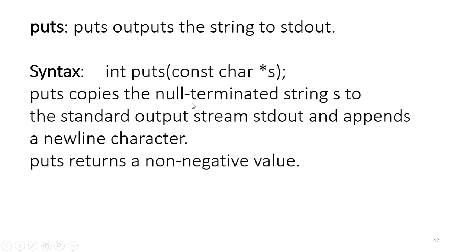So puts copies the null terminated string s to the standard output stream stdout and appends a new line character. puts returns a non-negative integer value. So whatever characters are contained in s, those characters are displayed onto the output screen, that is nothing but the standard output stream.